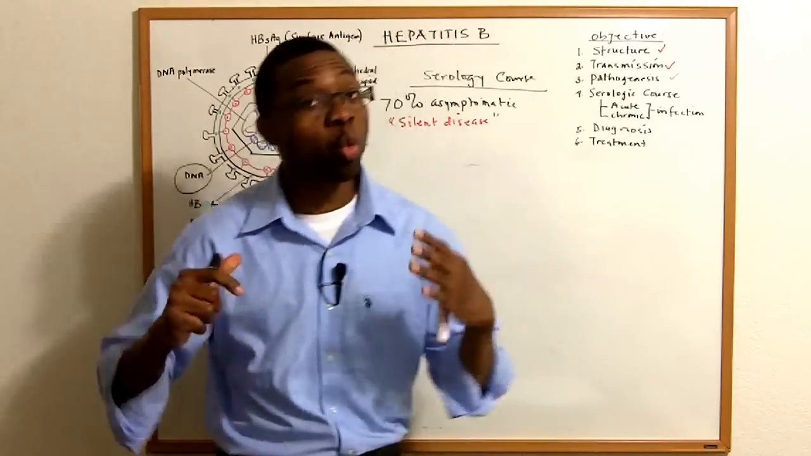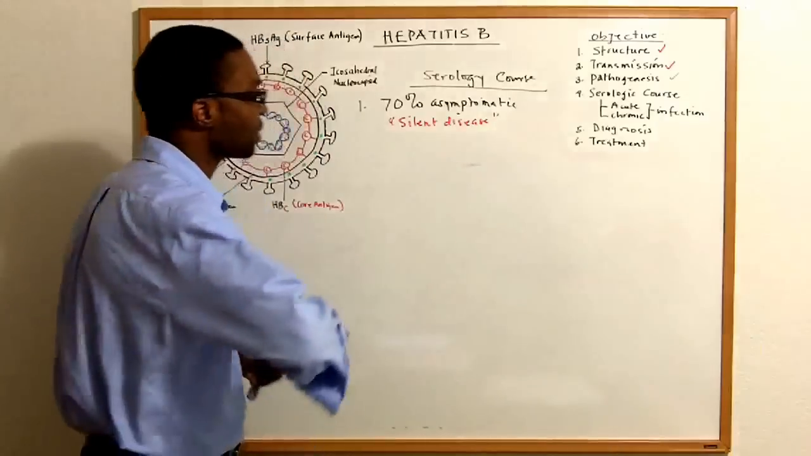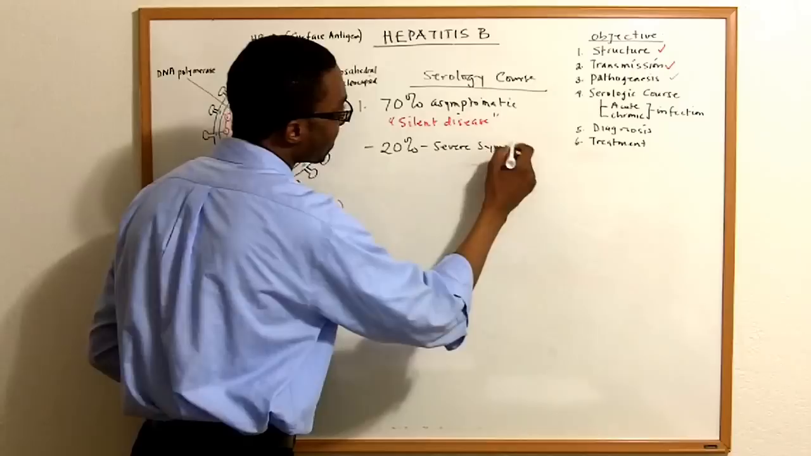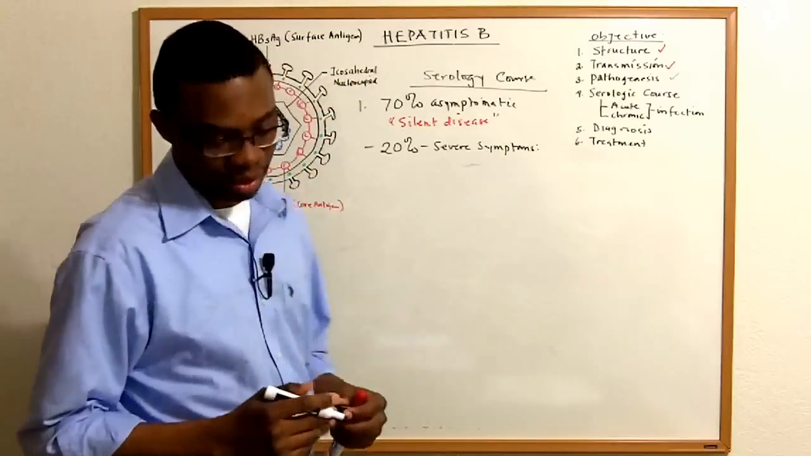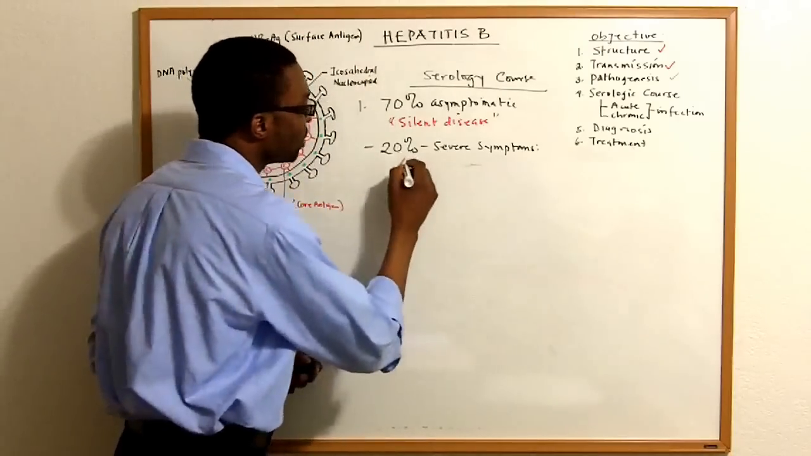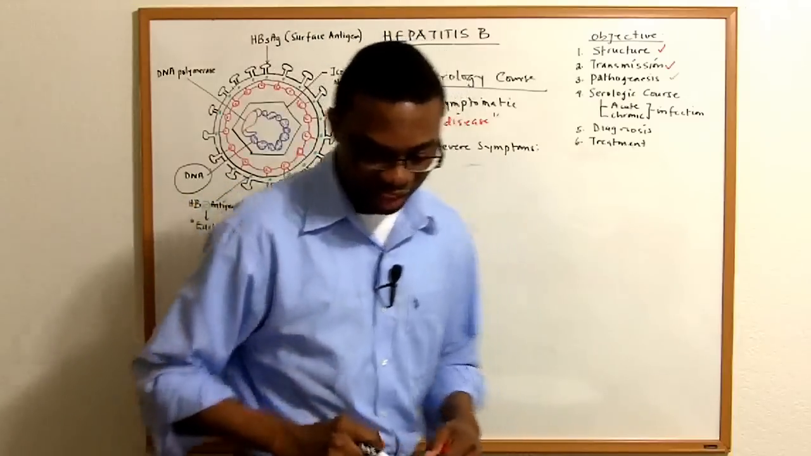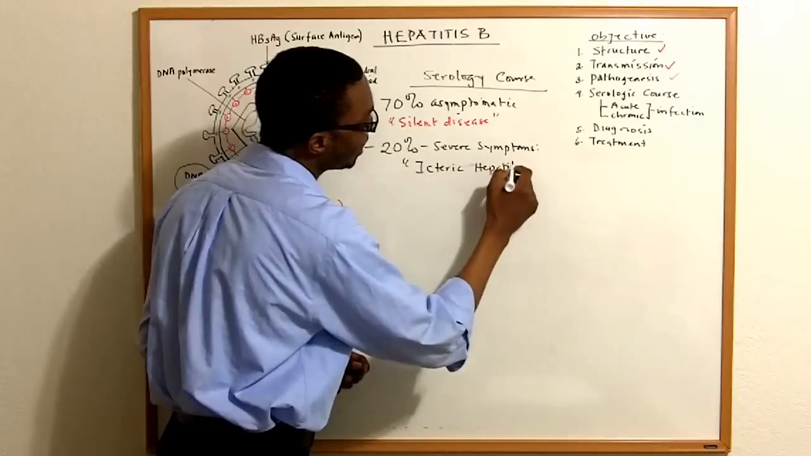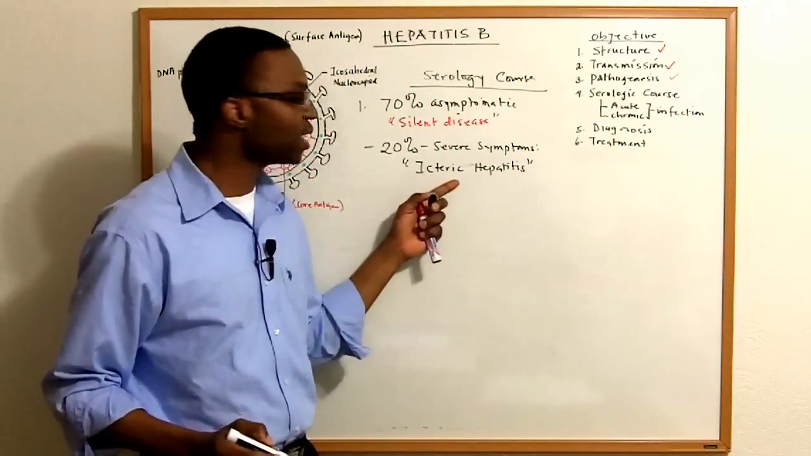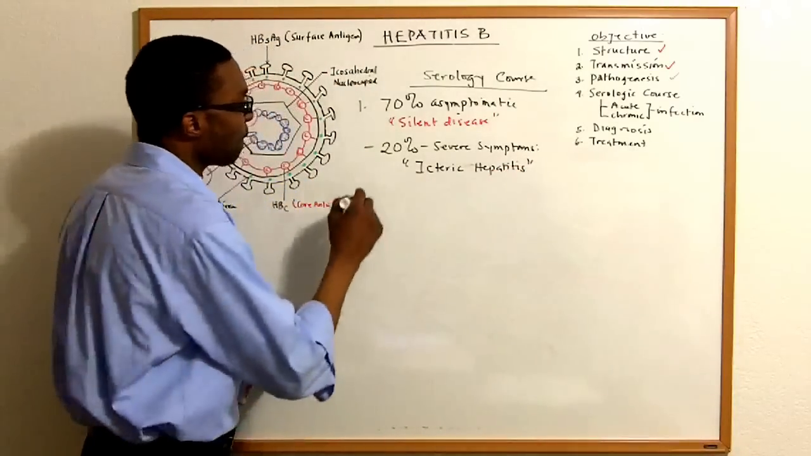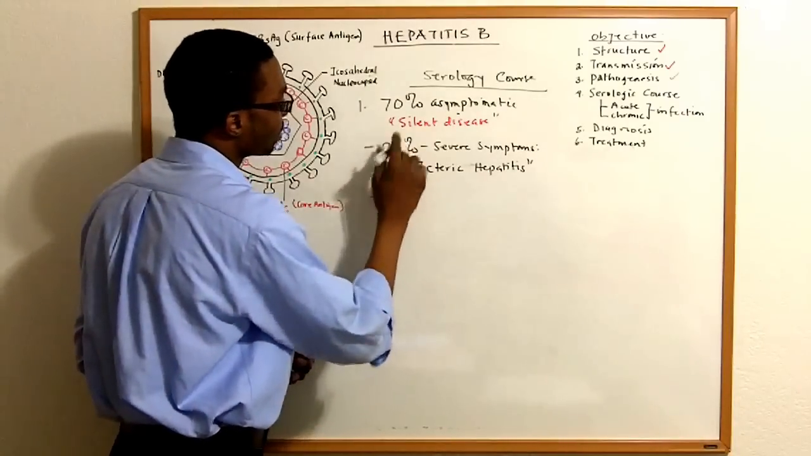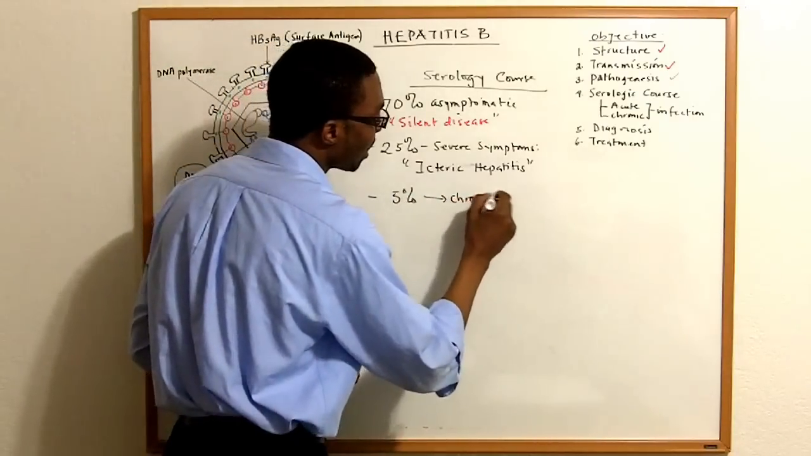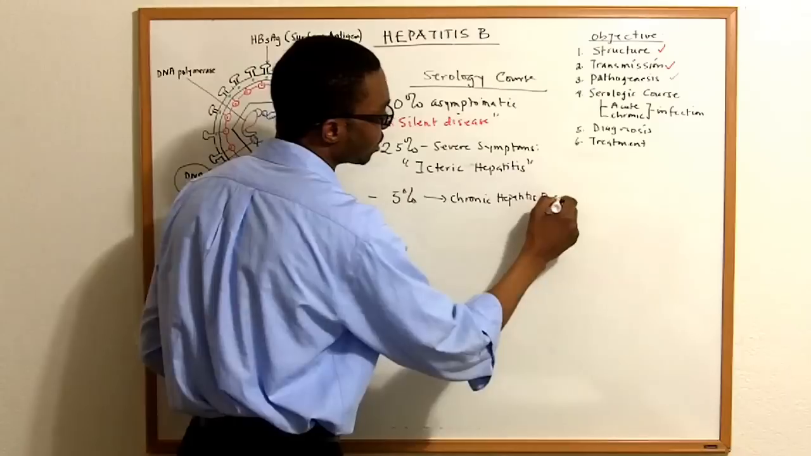Now, about 20% of patients who get infected with hepatitis B can develop severe symptoms. What kind of symptoms are we talking about? We call this kind of symptom an icteric hepatitis. Icterus, from the word yellow, jaundice, hepatitis. And I'm going to talk about that also. But there's another population of people, actually 5% of patients, who can go on to become chronic hepatitis B carriers.